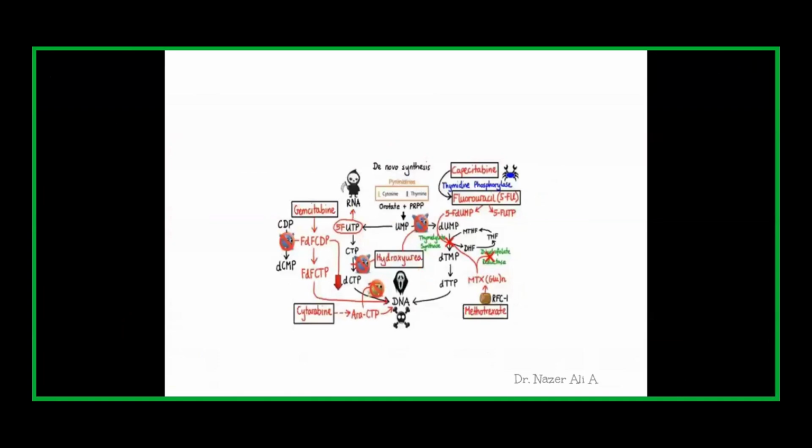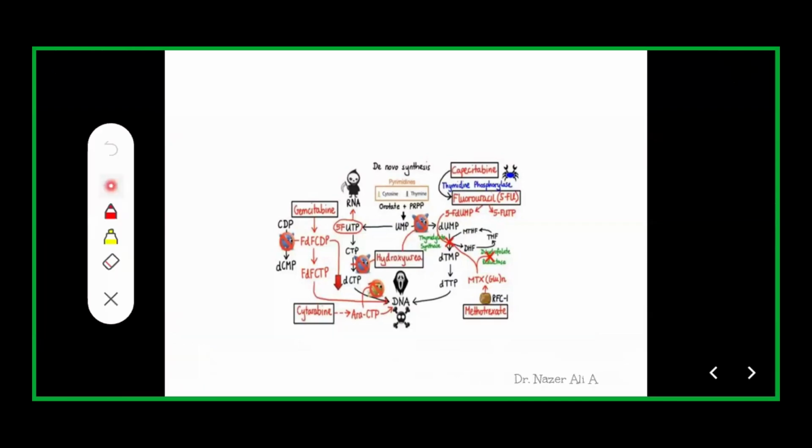Now coming to the pyrimidine antagonists. One classic example we can take is 5-fluorouracil. So how does 5-fluorouracil act? 5-fluorouracil, which is also a prodrug, gets converted to 5-fluorodeoxyuridine monophosphate and 5-fluorouridine triphosphate.